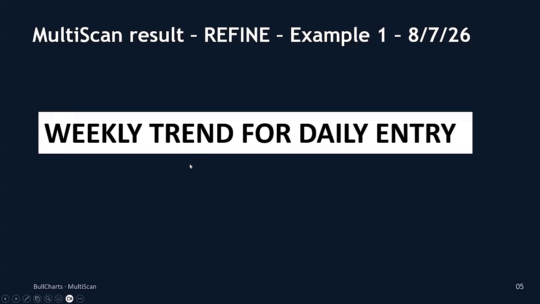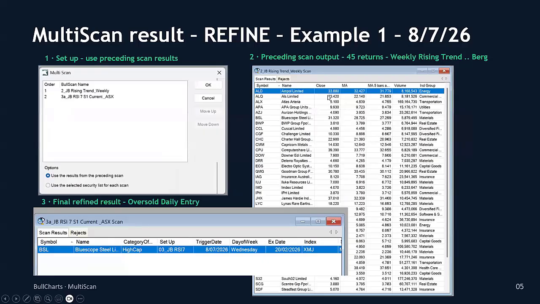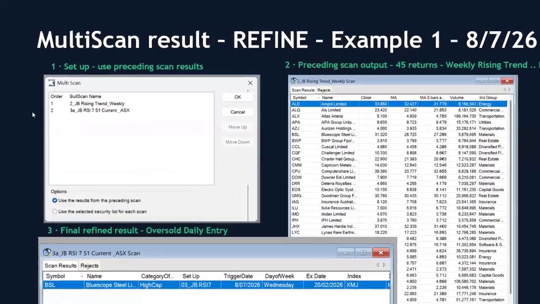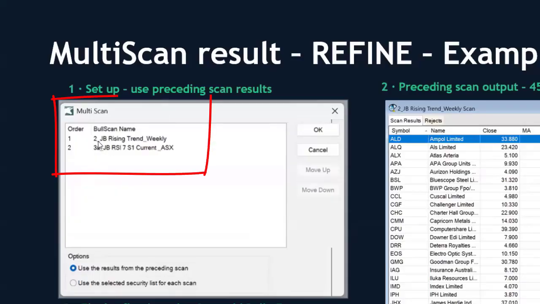So what I might do now is, what we'll see as I run these, this is going to be the dashboard that you see. This is the scans as I load them. So what I've got is a Jim Berg rising trend weekly. And off that result, I look at the daily entries based on a few criteria, including the RSI 7.